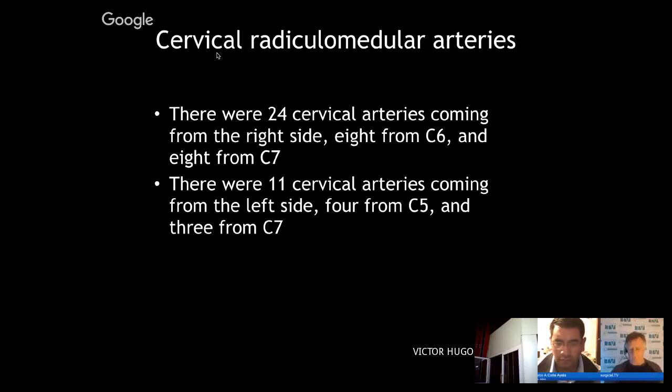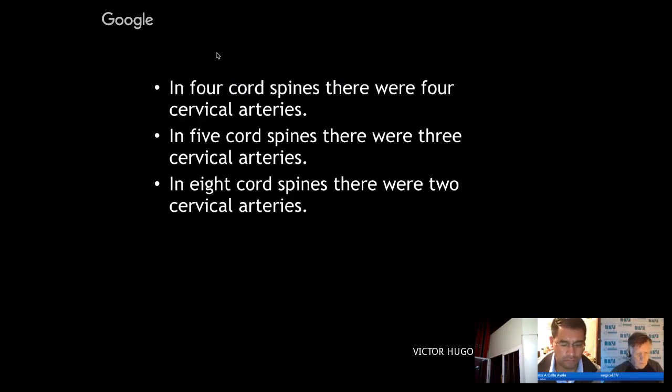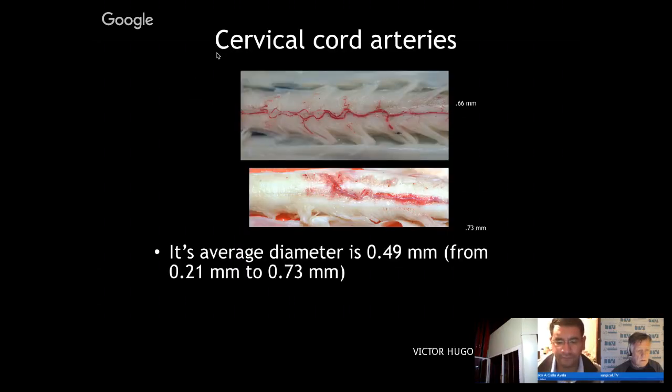There were 24 cervical arteries coming from the right side, 8 from C6 and 8 from C7. There were 11 cervical arteries coming from the left side, 4 from C5 and 3 from C7. In 4 spinal cords, there were 4 cervical arteries. In 5 spinal cords, there were 3 cervical arteries. And in 8 spinal cords, there were 2 cervical arteries. They are also really beautiful.